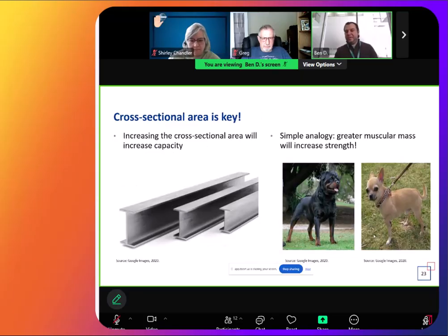One of the examples I like to use is basically if you think about dogs. I have a Rottweiler here and a Chihuahua. Again, they're made of the same materials, but the Rottweiler has a greater capacity for strength because it has more muscle, right? So same thing with structural members. The larger cross-sectional area they have, the greater strength they will have. So, similar kind of analogy.